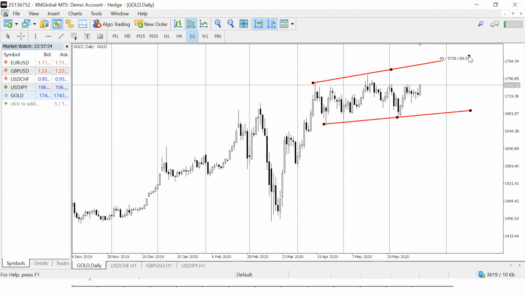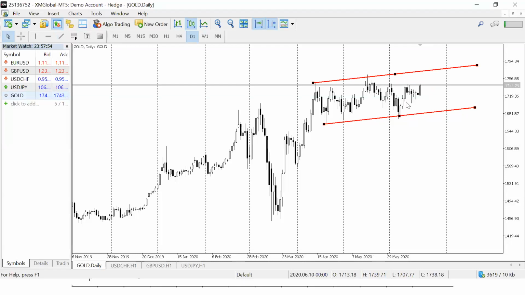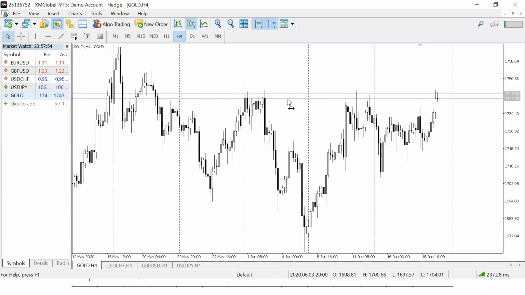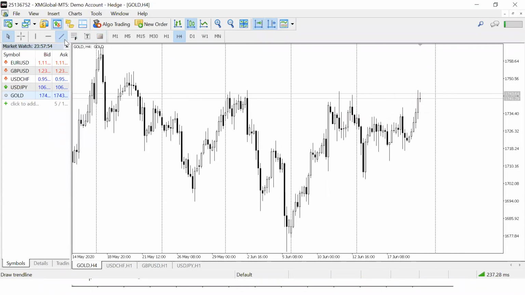Kung gagawin natin siya channel, pangit kasi medyo pa-open siya eh. No? Ayan. So currently that is what gold is right now on the D1 charts. It's not very good. If you go down to the H4 chart, you have a little bit of a trend line coming out here. Ayan.